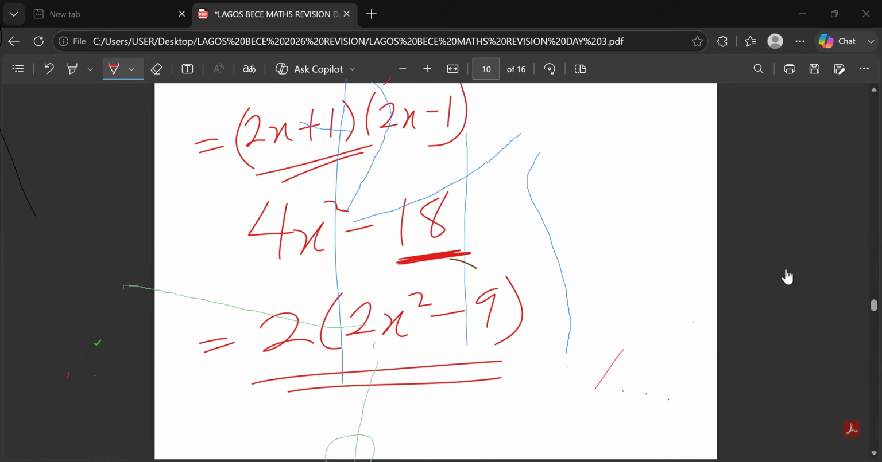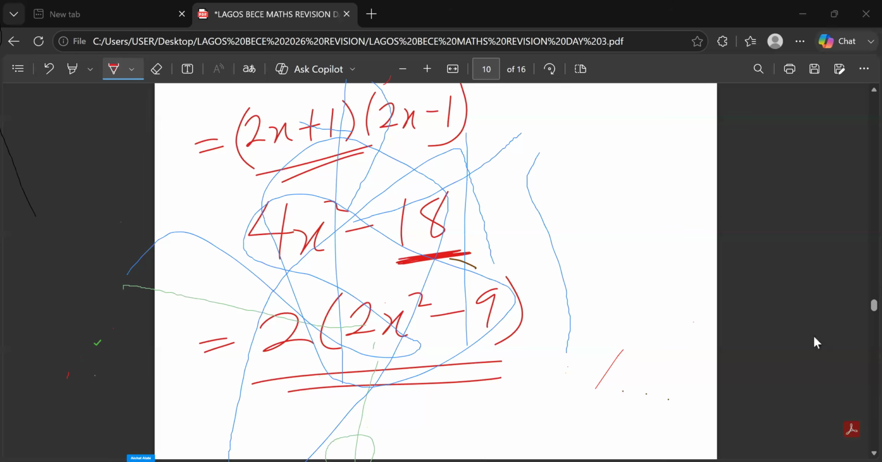Sir, I don't understand the first factorization under the difference of two squares.